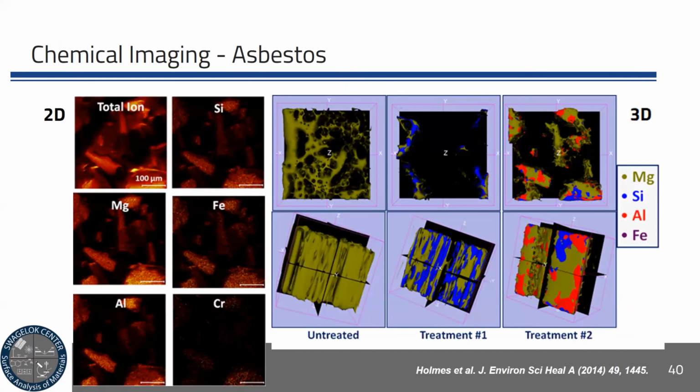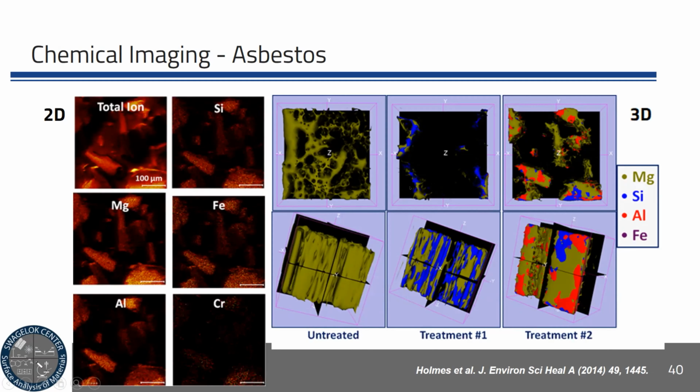So with TOF-SIMS, I want to highlight the imaging capability of the instrument. Here we're looking at the asbestos sample. On the left, you have the 2D elemental imaging that was acquired with TOF-SIMS, where you have the total ion imaging as well as the imaging due to different elements that are present in the asbestos.